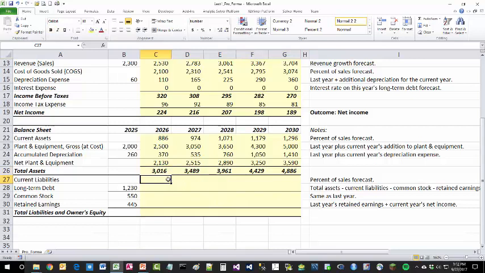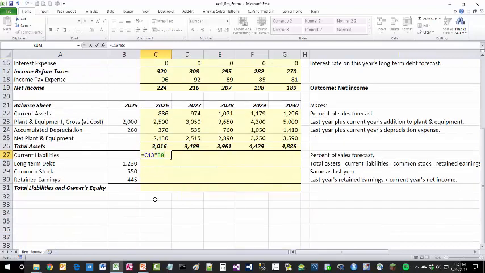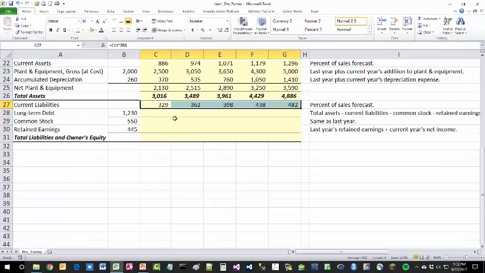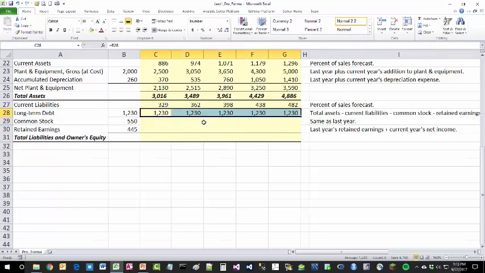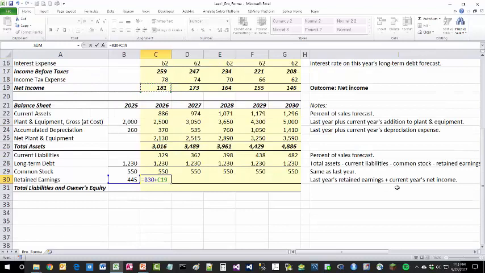Okay, on the liability side of the balance sheet, current liabilities, just like current assets, are projected to be a fixed percentage of sales. The long-term debt will initially be entered as a reference to the previous year, making it a constant 1.2 million over the planning horizon until we get to the bottom and get to the total liabilities and owner's equity. The common stock is also assumed to be fixed. In other words, no new stock is planned to be issued at this time, and retained earnings are previous year plus the projected net income for the current year.